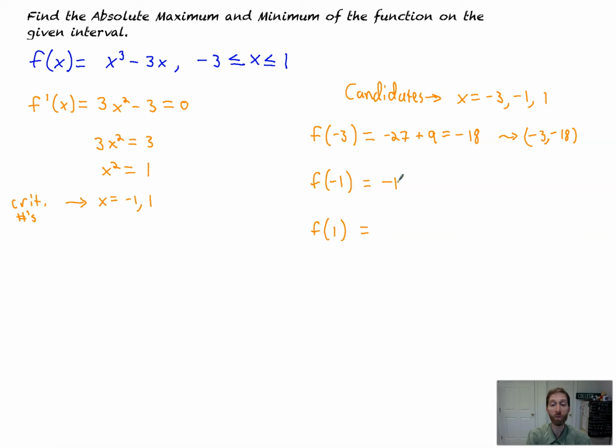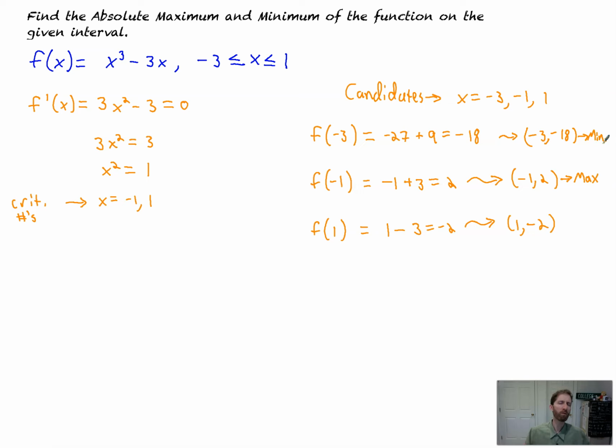-1 cubed is -1 minus 3 times a -1. Well, minus a -3 is a positive 3. So that's equal to 2. So that point represented right there is the point -1, 2. All right, another candidate. f of 1. Well, you plug 1 into this and we'll get 1 cubed, which is 1, minus 3 times 1, or just minus 3. That's -2. So here's our point, 1, -2. So without looking at the graph, what's the highest y value? 2. So that's our absolute maximum. And this, being the lowest y value, this is our absolute minimum.